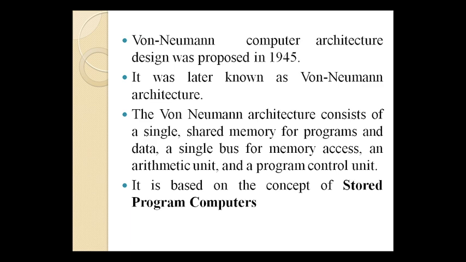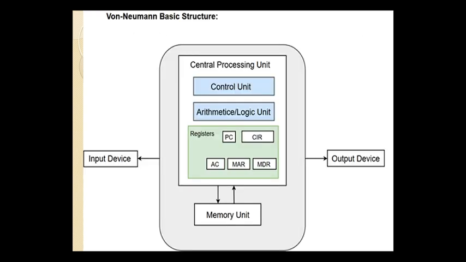The von Neumann architecture is based on the concept of stored program computer, where instruction data and program data are stored in the same memory. This is the basic structure of von Neumann architecture. It consists of a single processor, uses one memory for both instruction and data, and executes programs following the fetch, decode, execute cycle.